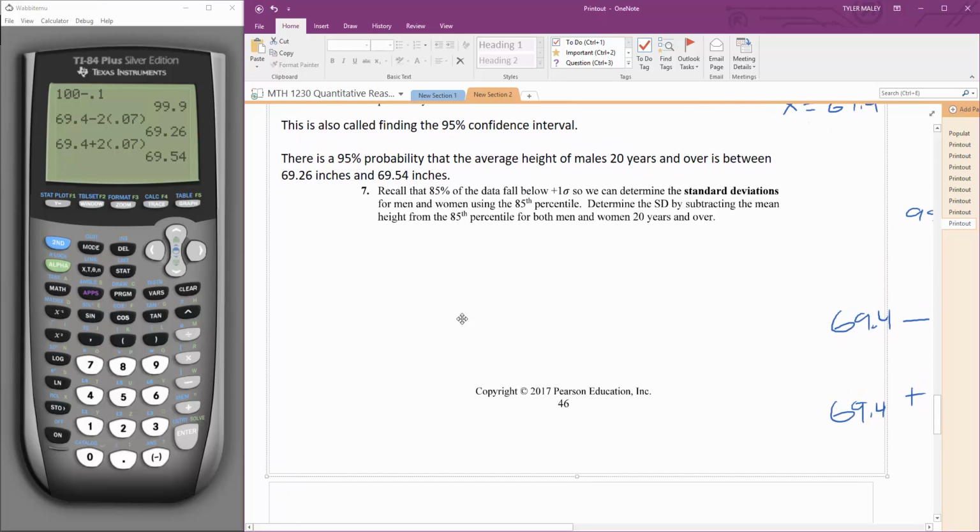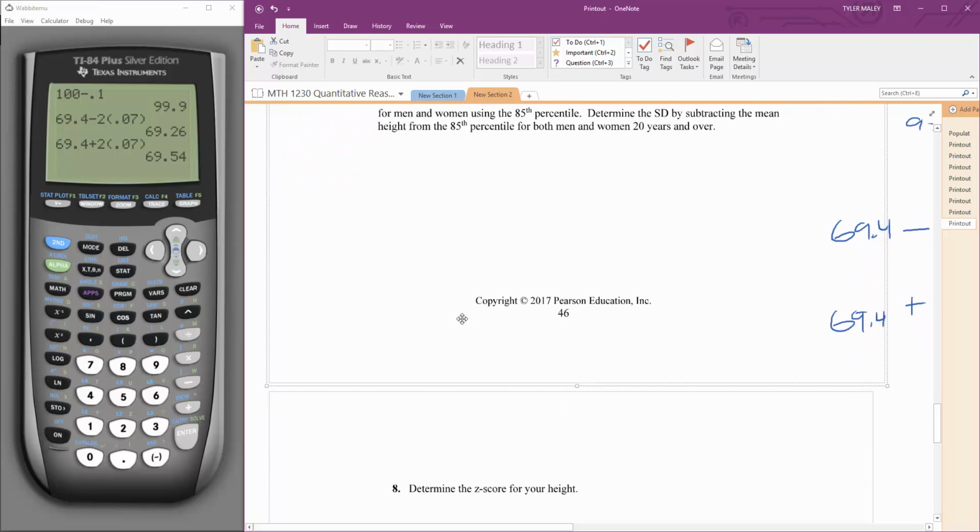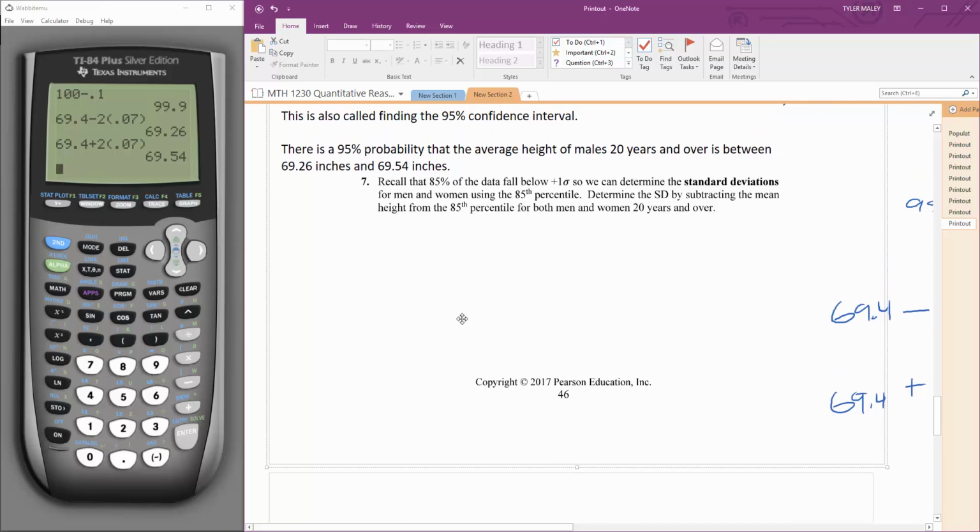Right? So then number 7 says, recall that 85% of the data fall below plus 1 standard deviation. So we can determine the standard deviations for men and women using the 85th percentile. Determine the standard deviation by subtracting the mean height from the 85th percentile for both the men and women 20 years and over.